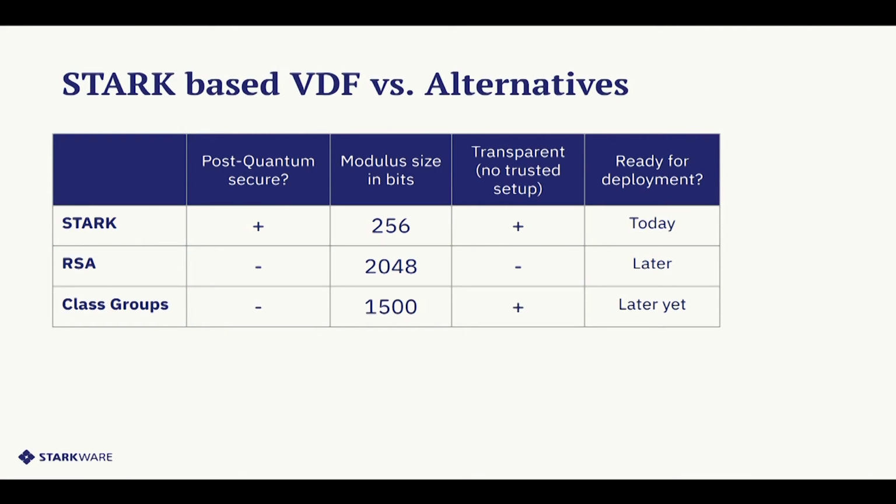Now, if you look at the alternatives, STARKs are post-quantum secure. The modulo size in our system is already 256 bits. You can, of course, play with it. If you increase it, remember the difference between the proving time and the naive verification time is roughly the number of bits. So you could play with this. They're transparent like class groups, but they're ready for deployment. As I said, this is running code that could be productized and deployed like tomorrow if someone wants it on layer 1 or layer 2. So please talk to us about it.